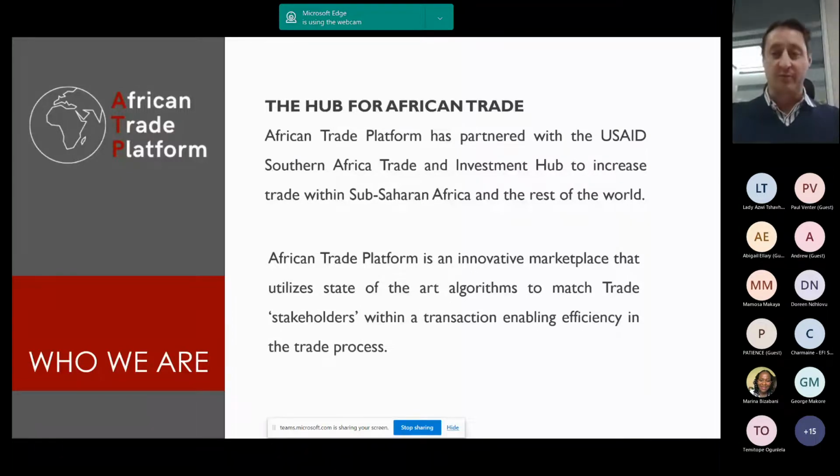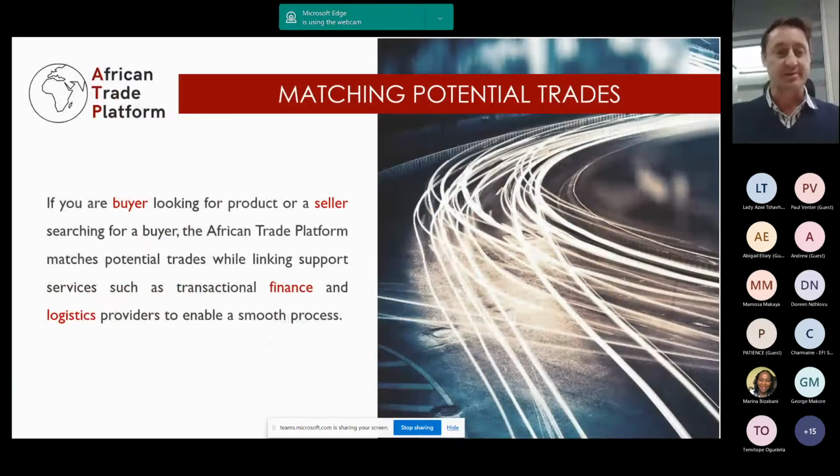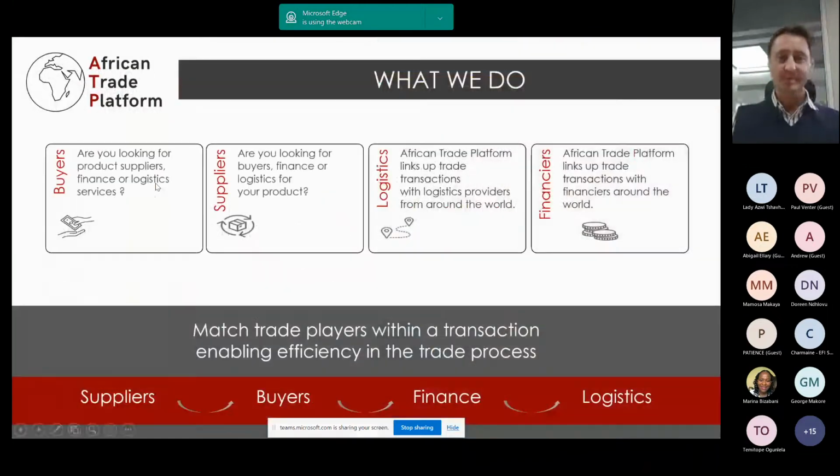The ATP platform utilizes algorithms to link buyers and sellers of various products. So if you're a buyer sitting in the USA and you're looking to acquire products from Sub-Saharan Africa, or if you're a seller looking to integrate products into the rest of the world, the platform is a perfect place to start that process.